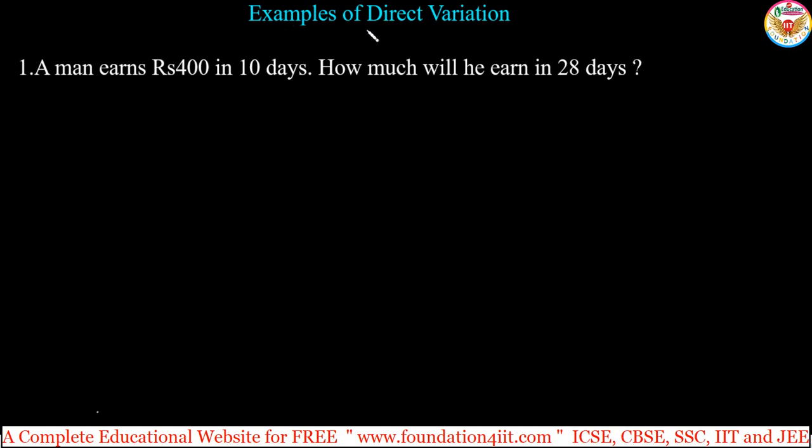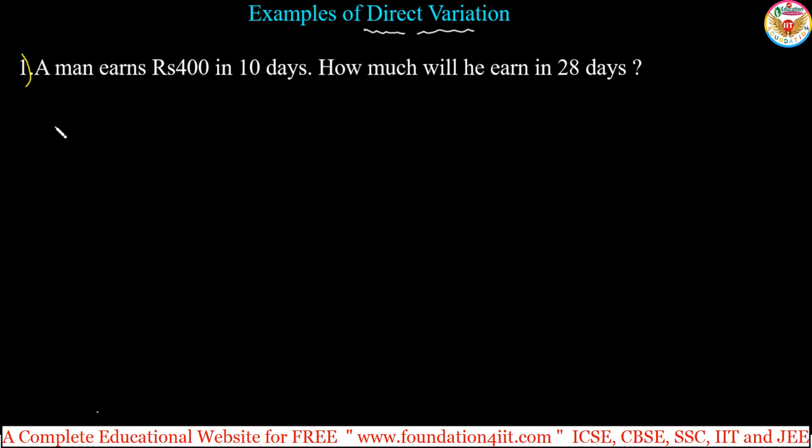Examples of direct variation. In this method, let us see a few examples. The question is: a man earns rupees 400 in 10 days. How much will he earn in 28 days? If he is getting 400 rupees in 10 days, then in 28 days, taking more days, he is supposed to get a greater amount. Fewer days means a smaller amount. That means the question is about direct variation.